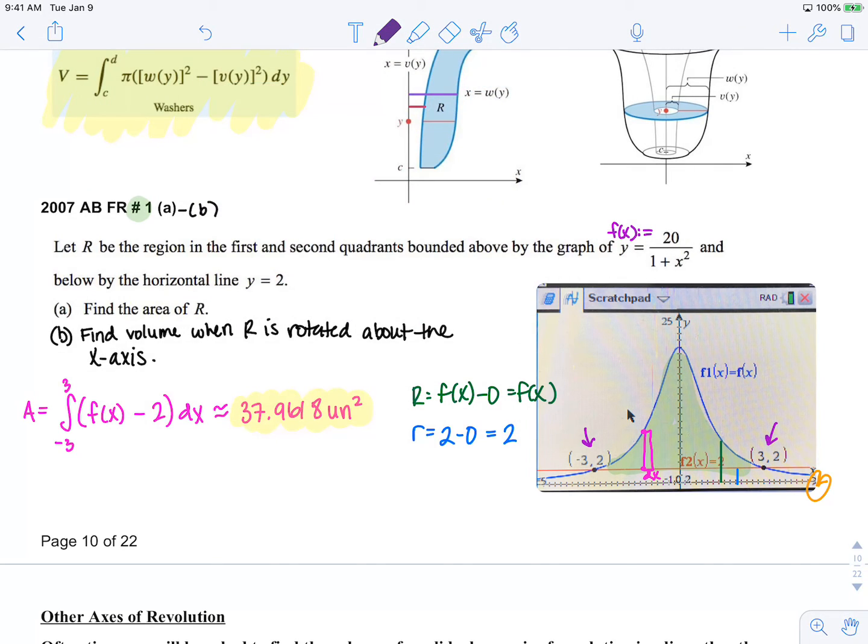So now we have everything we need to set up our volume using a washer, pi times the integral from -3 to 3 of our big radius squared minus our little radius squared dx. What's nice is we've stored f of x, so now we get an approximate volume of 1,871.1901 units cubed. So when you have a calculator active question, store your functions.